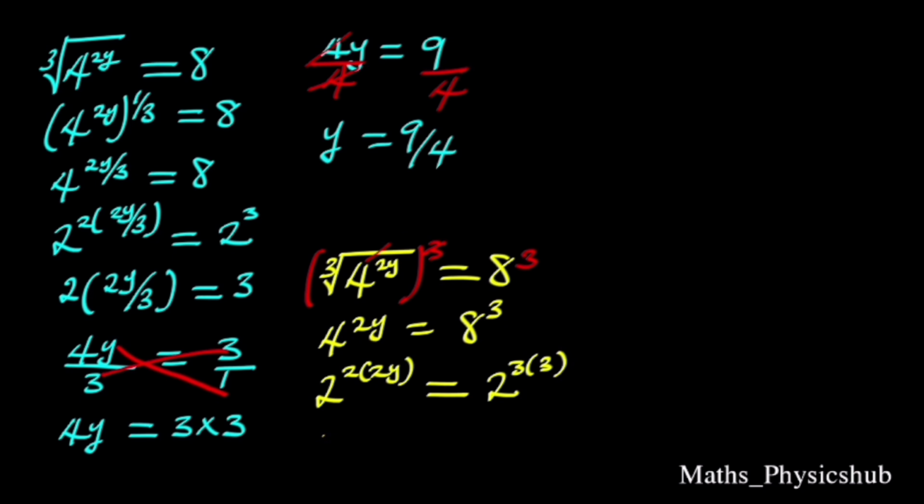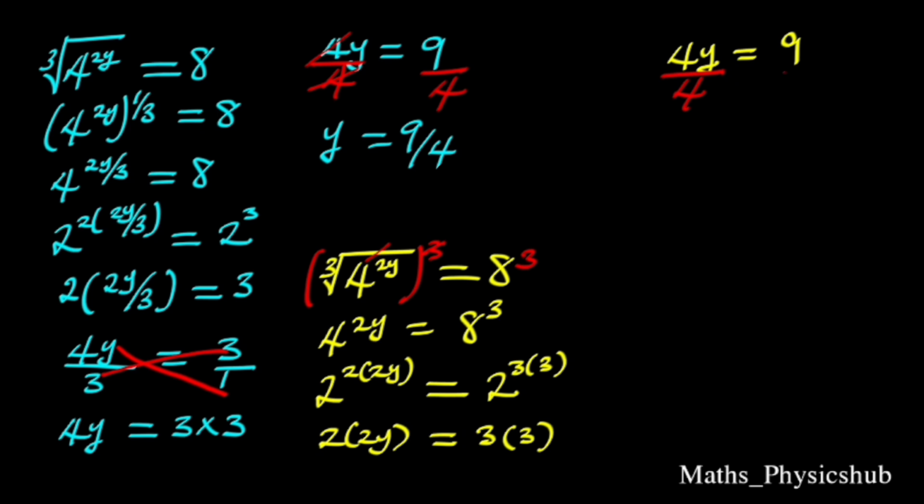Now that both sides have the same base, next we equate their powers. Equating their powers will leave us with 2 times 2y equals 3 times 3. On the left side, 2 times 2y will give us 4y, and on the right side, 3 times 3 is 9. To find y, we divide both sides by 4.